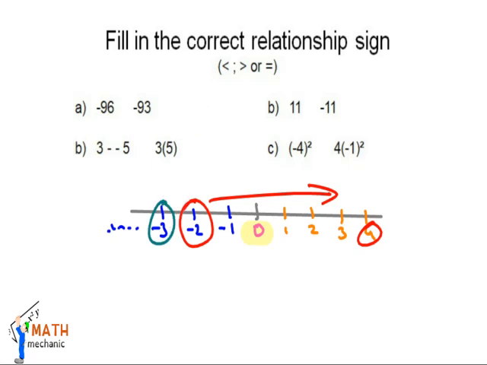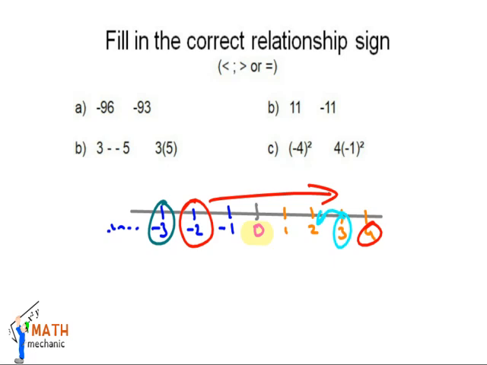-3 is again smaller than the -2. But if you go towards the right hand side, 3 is bigger than 2. You need to get that logic right. As you go towards the left, your numbers become smaller than anything on its right hand side.